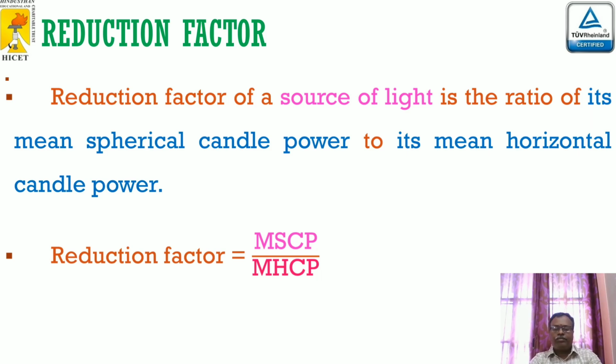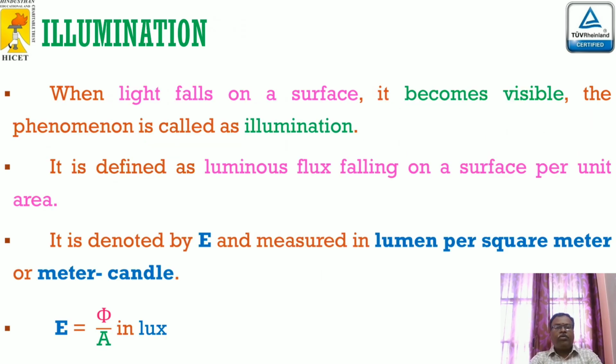And what about illumination? It's a very important definition in this unit. When light falls on a surface, it becomes visible. The phenomenon of light falling on a surface is called illumination. It is defined as the luminous flux falling on a surface per unit area. It is denoted by capital letter E, and it is measured in lumens per square meter or meter candle. So E is equal to flux per area, in lux. The unit is the lux.